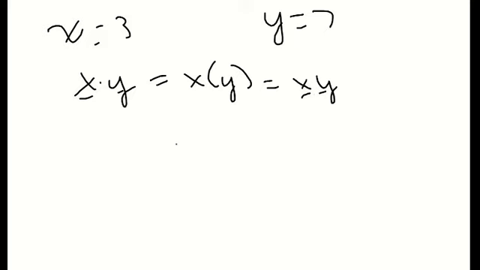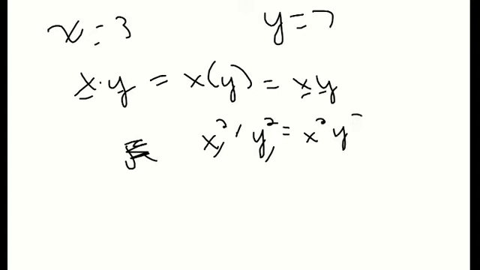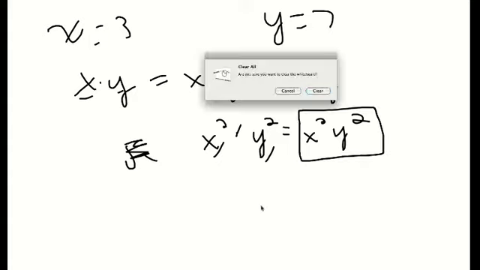So let's try another one. Let's try x squared times y squared. What would be the answer to that, do you think? Well, we're multiplying these two variables together. So we're basically going to omit the multiplication sign, and then we're just going to get x squared y squared. Seems simple enough? I hope so. If not, rewind and try to get that again.